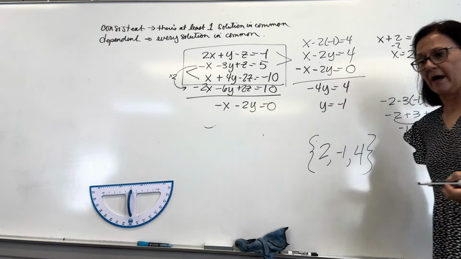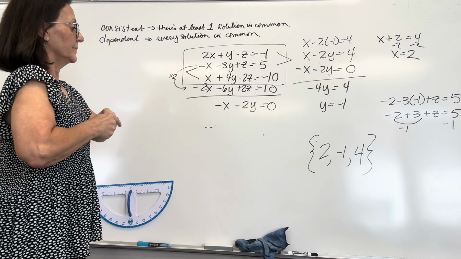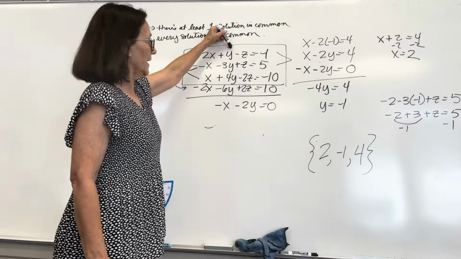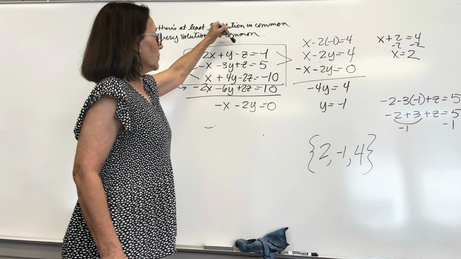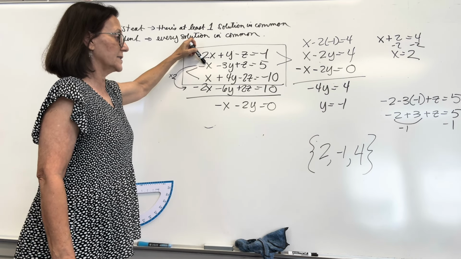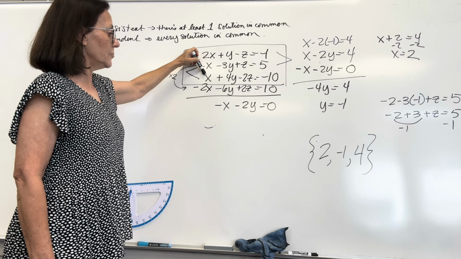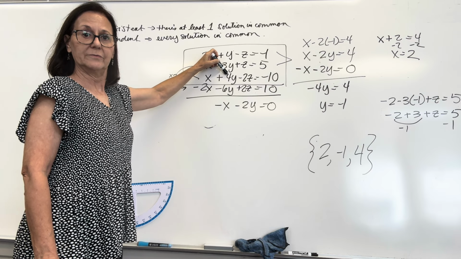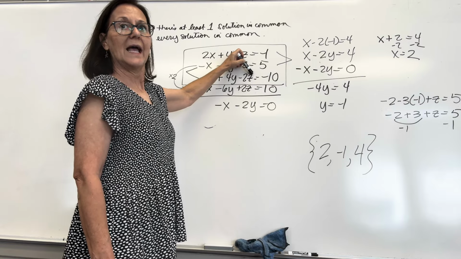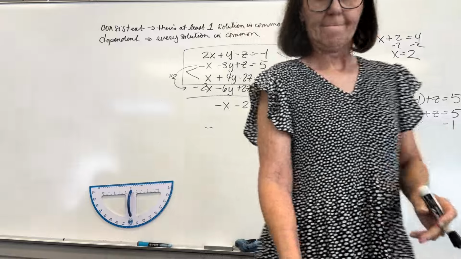Can I know if my answer's right? Yes, I can. I go back to the original. Do the math with me. 2 times 2 is 4. 4 minus 1 is 3. 3 minus 4 is negative 1. It works here. I just substituted them in. We know it works here. All right. 2 minus 4 is negative 2, right? Negative 2 minus 8 is negative 10. It works in all three. Got it?